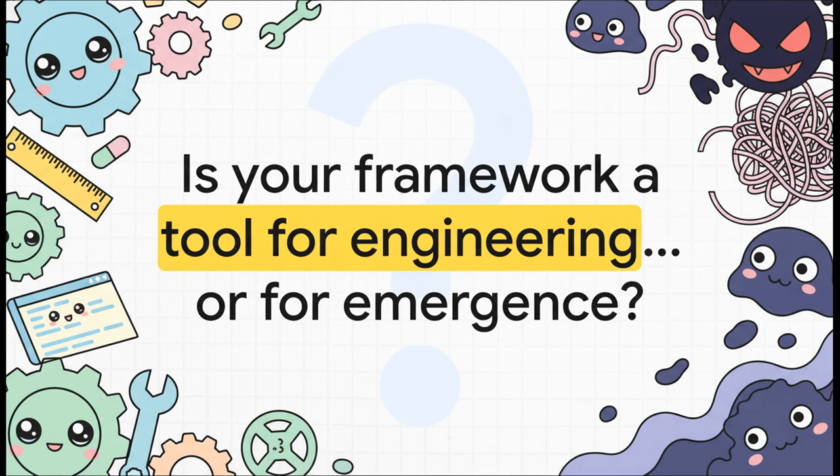The tools we pick really do shape our work and the kinds of problems we end up creating. So is your framework a tool for engineering predictable systems, or is it more like a complex medium, a place where unintended, surprising behaviors can just emerge from the shadows? It's a critical question to think about before you write that next line of code.